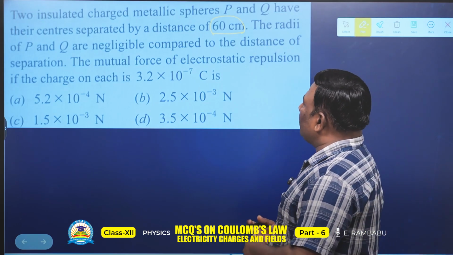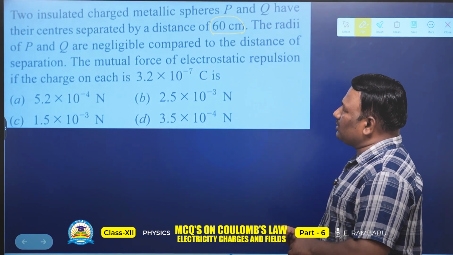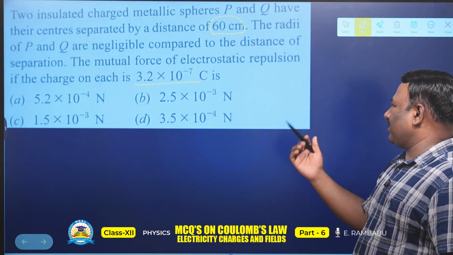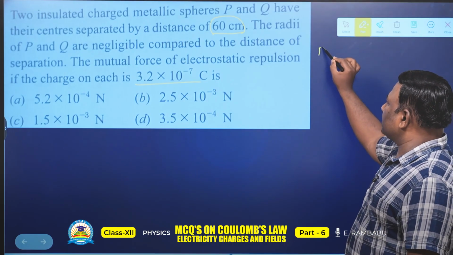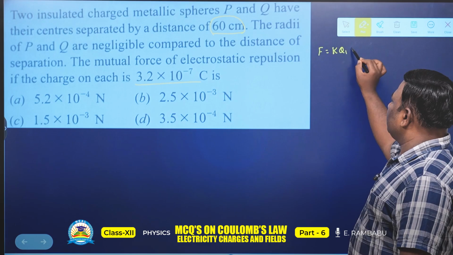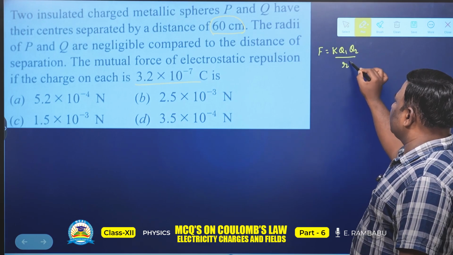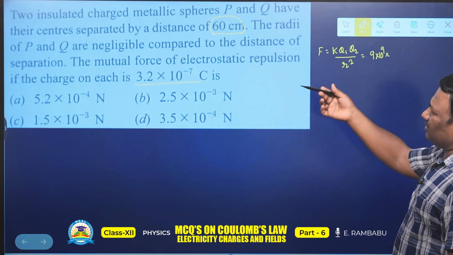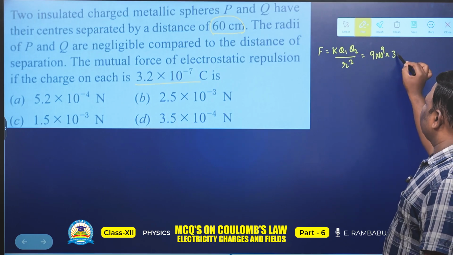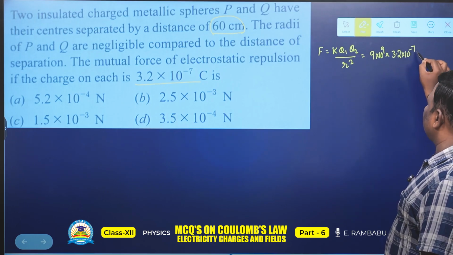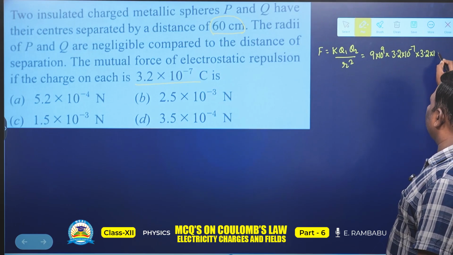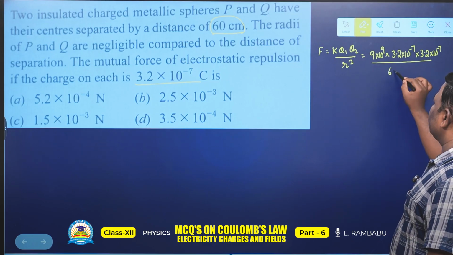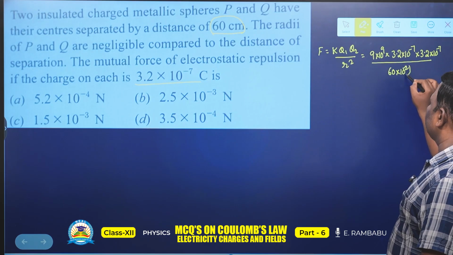And next is the mutual force of electrostatic repulsion between the two charges, each having the charge 3.2 into 10 to the power minus 7 coulombs. It is the direct question. They are going to ask what is the Coulomb's force. Coulomb's force is K into Q1 into Q2 by r square. Here K value is 9 into 10 to the power 9. Both spheres have the same charges, 3.2 into 10 to the power minus 7 into 3.2 into 10 to the power minus 7, divided by distance. Distance is 60 centimeters, 60 into 10 to the power minus 2, whole square.